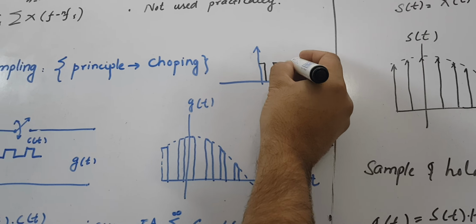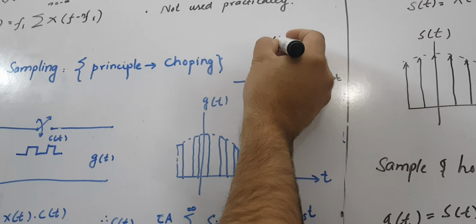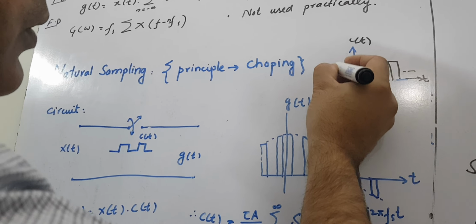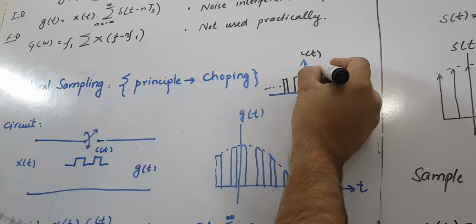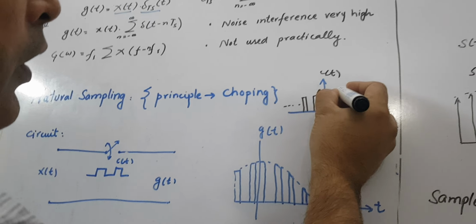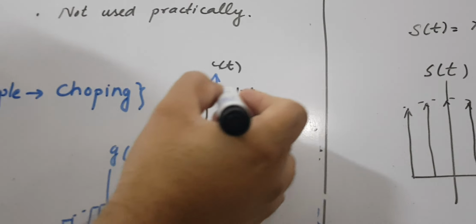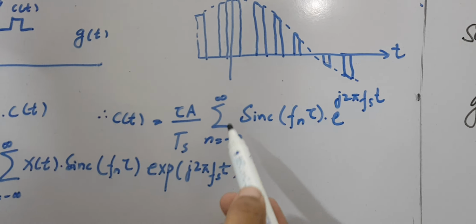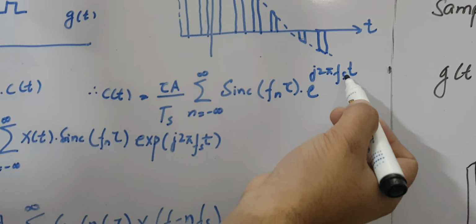So this is c(t). The amplitude is A and the width of the pulse is tau. Tau is the pulse width, and A is the amplitude. That is why you can write c(t) equals tau A divided by Ts, times the sum of sinc(n f_s tau) e raised to the power j 2 pi n f_s t.